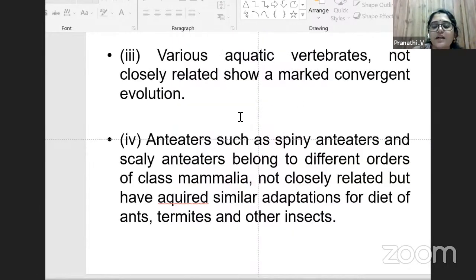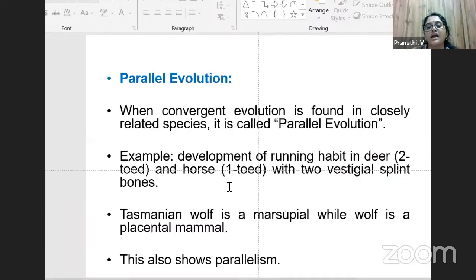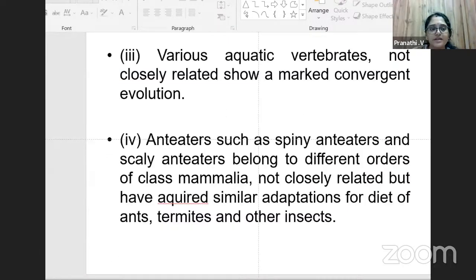And then you have different kinds of aquatic vertebrates. And then the anteaters are not closely related, but they perform the same function.